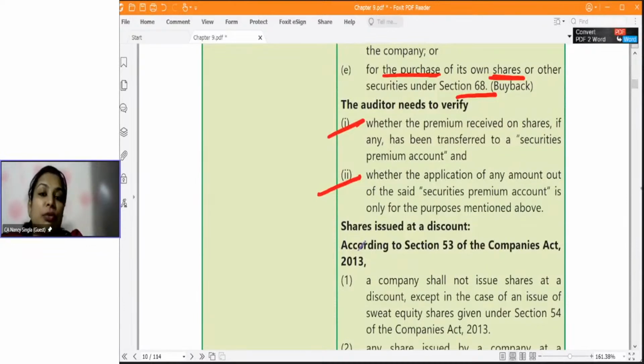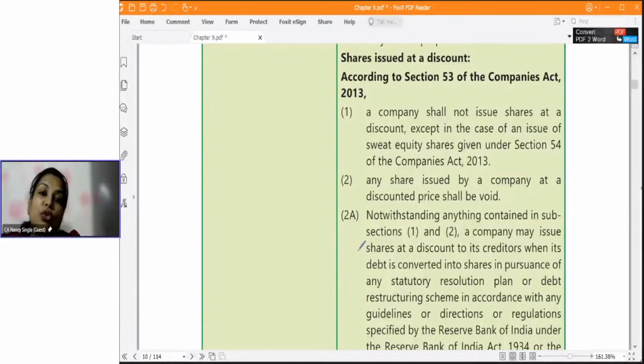So first and foremost, the company shall not issue shares at a discount except as given in section 54. What is section 54? The sweat equity shares. है ना? Many of you were earlier giving answers when I asked you about section 53 and shares to be issued at discount. So I expect that you all have a basic understanding about section 52, 53 and 54. है ना? So the company shall not issue except under section 54 because any issue of shares at a discount is what? It is void.